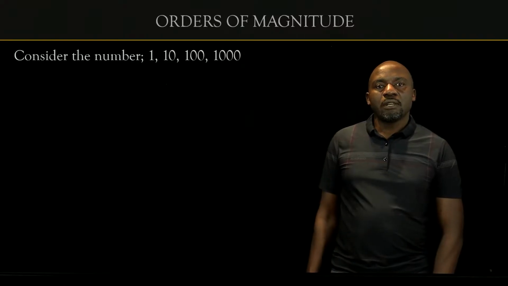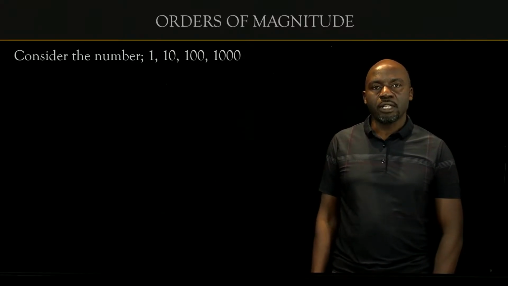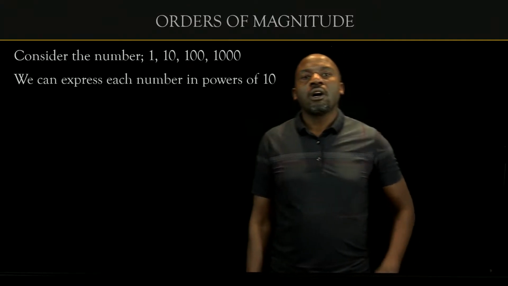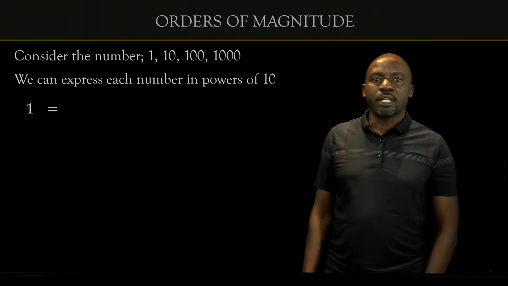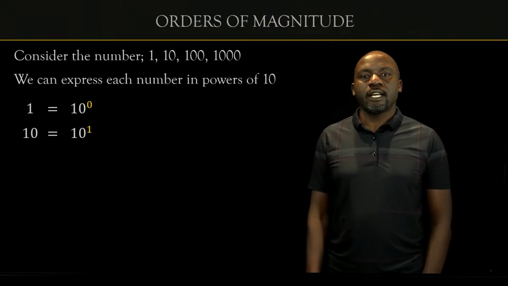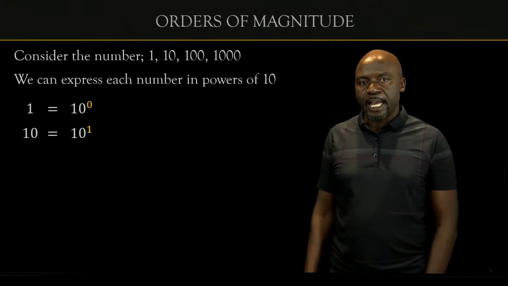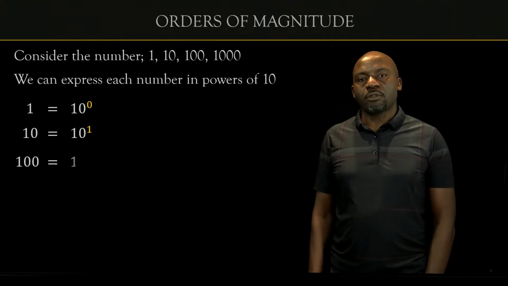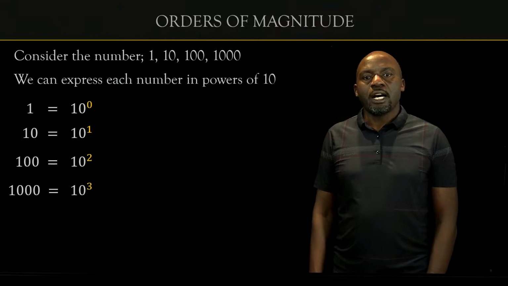Okay, so consider the following numbers: 1, 10, 100, and 1,000. We can express all these four numbers in powers of 10. So 1 can be expressed as 10 to the power of 0, 10 can be expressed as 10 to the power of 1. We are expressing them in powers of 10. Okay, 100 can be expressed as 10 to the power of 2, and 1,000 can be expressed as 10 to the power of 3, and so on.